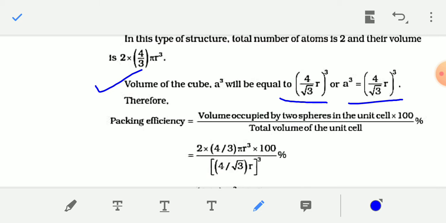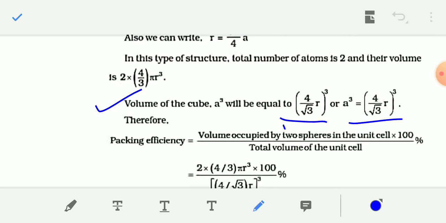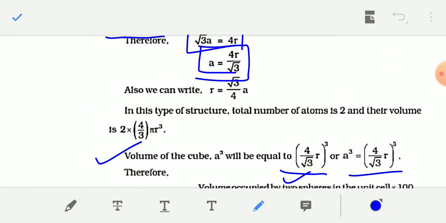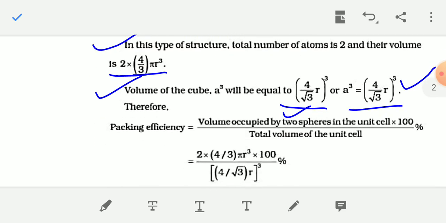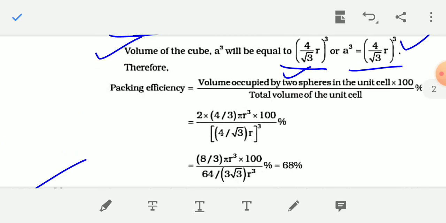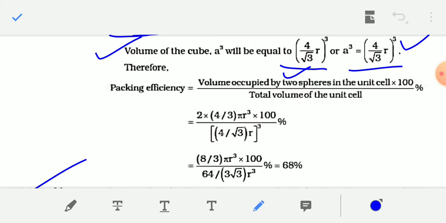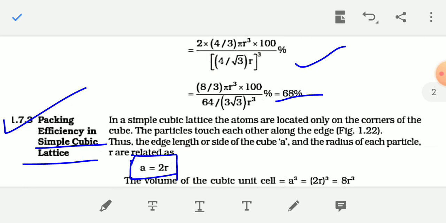In body centered unit cell, a total of 2 particles are present per unit cell. The volume of 1 sphere is 4/3 pi r cube, so the volume of 2 spheres is 2 into 4/3 pi r cube. This is the volume occupied by 2 particles, and the other is the entire volume of the unit cell. So packing efficiency is the volume occupied by 2 spheres in the unit cell into 100 divided by the total volume of the unit cell. After calculation you will get 68% volume occupied in body centered cubic unit cell, and the rest, 32%, is unoccupied by the particles.